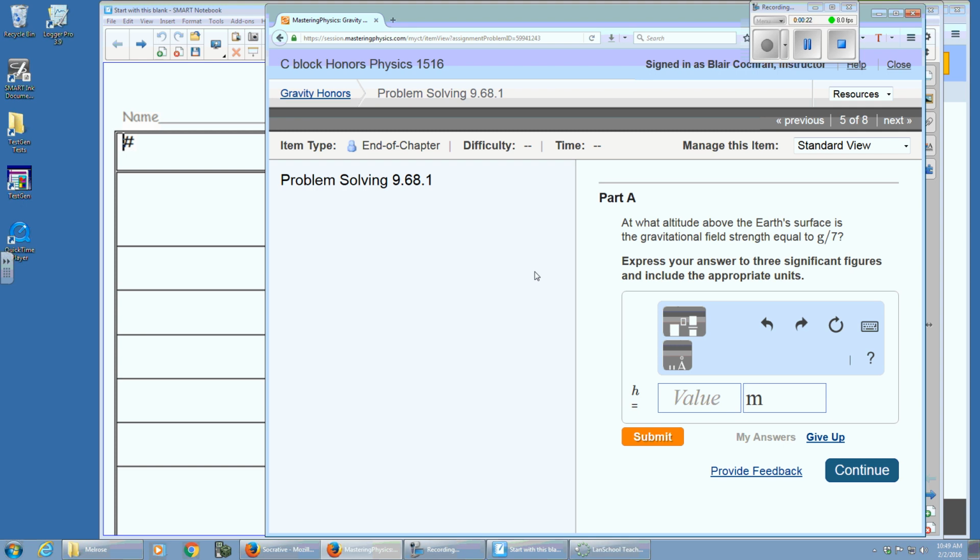At what altitude above the Earth's surface is the gravitational field strength equal to g over 7? We're assuming that g is the gravitational field strength at the surface of the Earth.